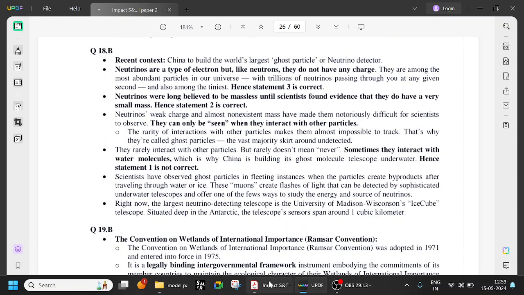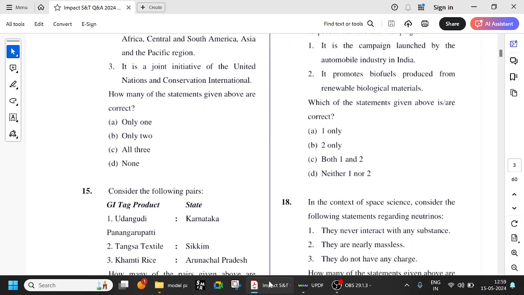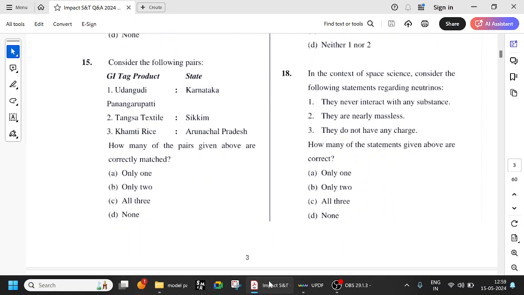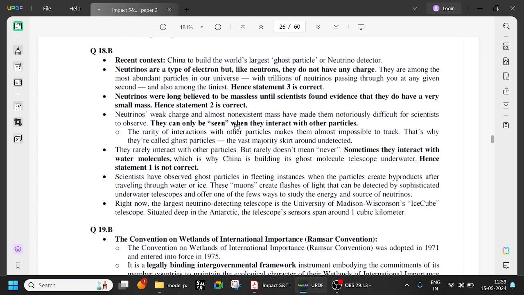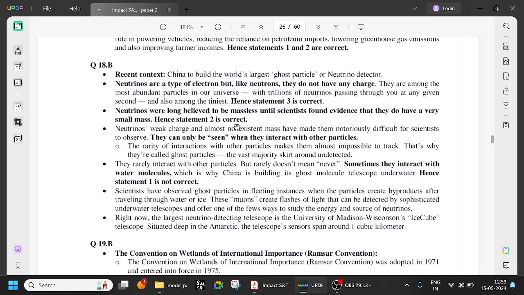So let us go to the 18th question. In the context of space science, consider the following statements regarding neutrinos. Okay. So let us quickly look at neutrinos. This may not be too important, but let us go through everything. Okay. So China is to build the world's largest ghost particle, neutrino, detector. Neutrinos are a type of electron, but like neutrons.